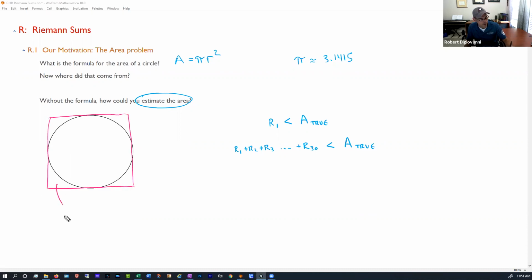So we'll call that rectangle 1. Would you all agree that rectangle 1 is bigger than the true area now? Yeah, the area of rectangle 1. So I have some error, right? I have these spaces right here where that's too much area. So what I could do is I could fill that with a rectangle.